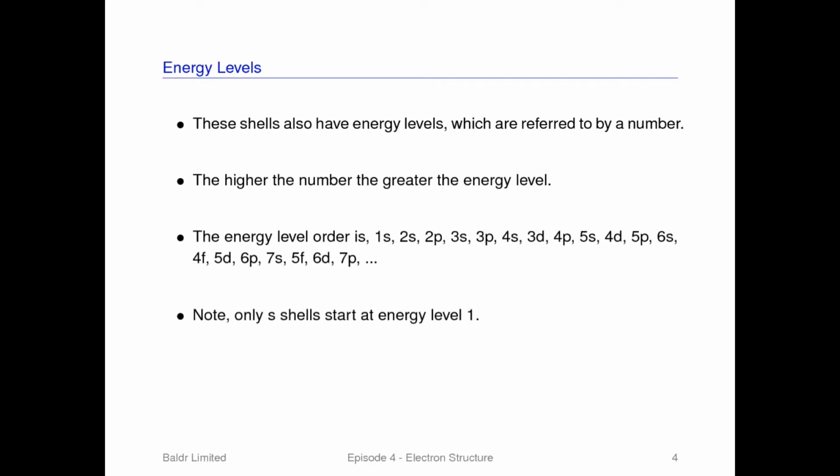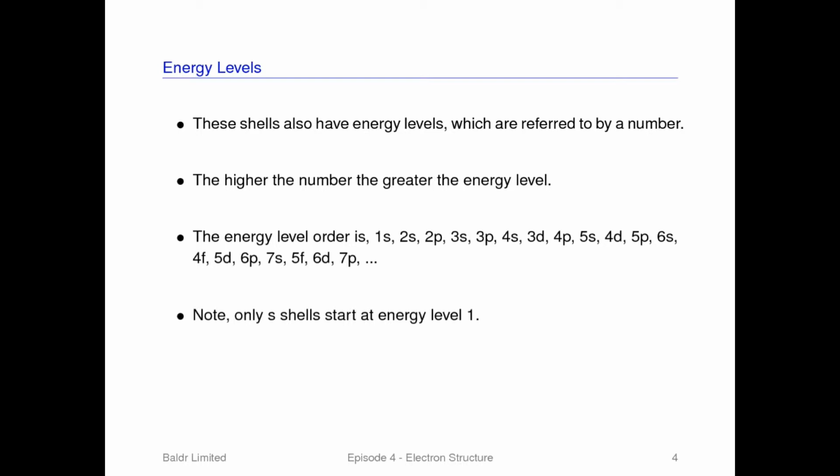Therefore, to distinguish between each of these shells, they are referred to by a number and a letter, where the number represents the energy level and the letter represents the type of shell. Thus, a 1s shell exists at the lowest energy level and holds a maximum of 2 electrons. To make it even more complicated, not all shells exist at any one energy level. For example, energy level 1 only contains an S shell.